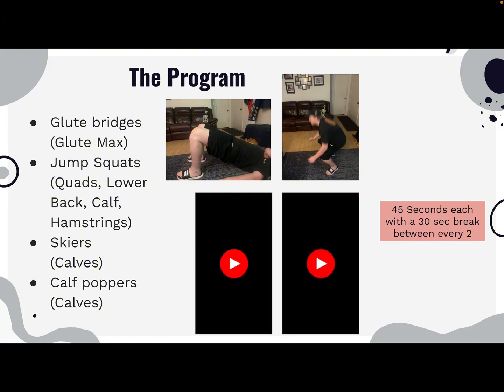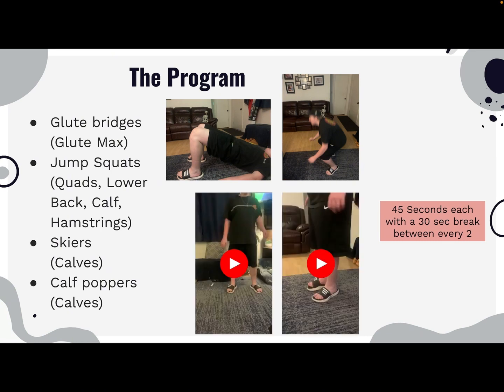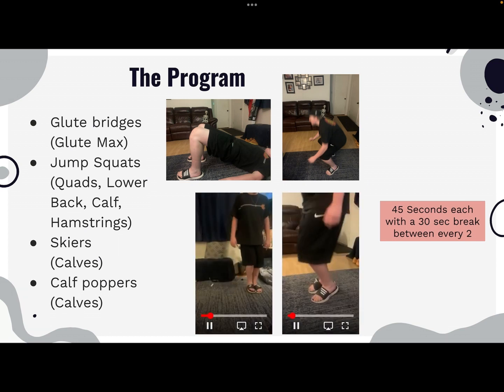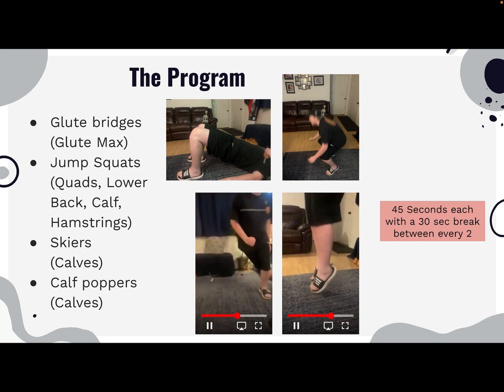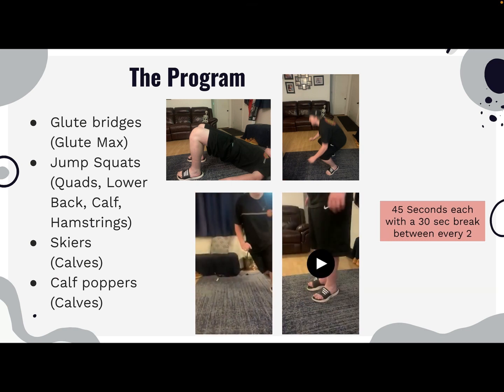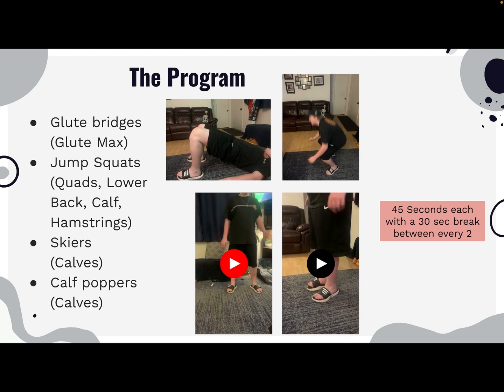The program will include glute bridges, jump squats, skiers, and calf poppers. This is an inclusion of some plyometric stuff and able to get that high intensity and muscle recruitment that we were originally talking about. These all include different muscles being brought in, including the glutes, quads, the lower back, hamstrings, and a lot of calf stuff.